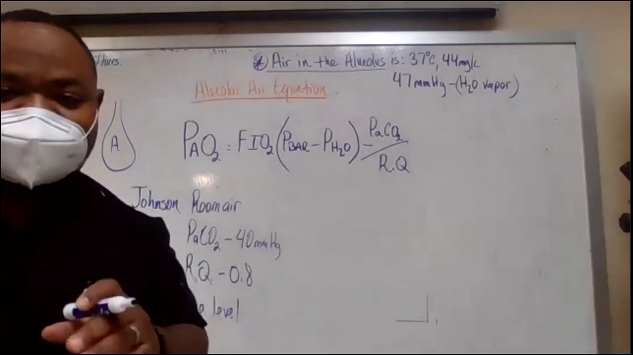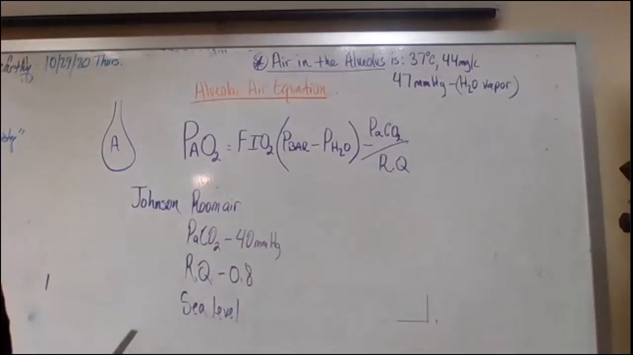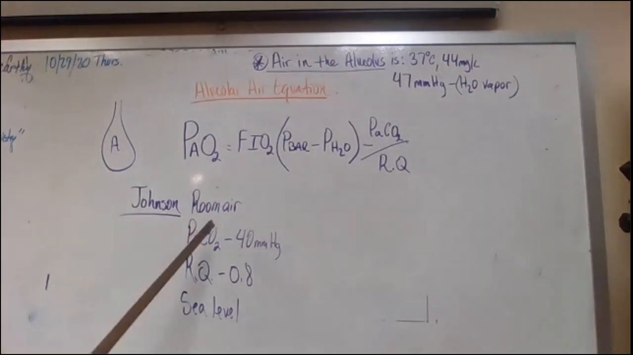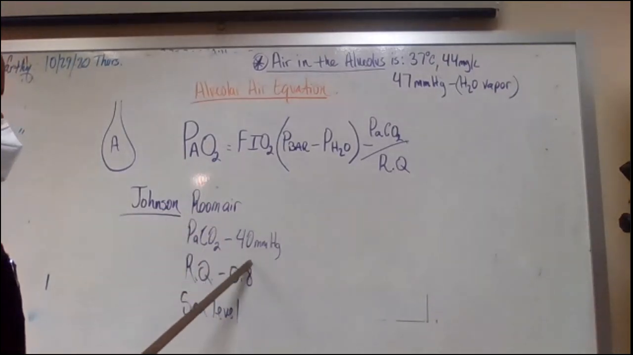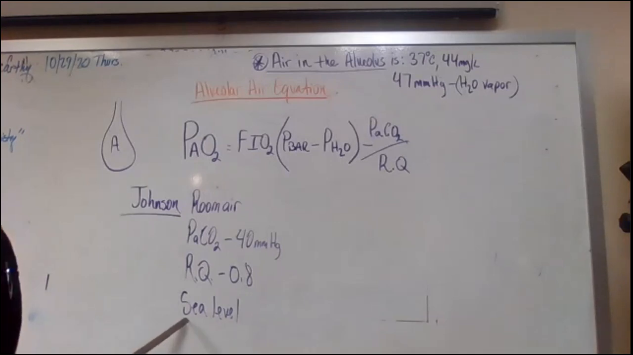This is what I want to know, guys. Fill out this formula using the values I gave you. Mr. Johnson, he's on room air. He has a PaCO2 of 40 millimeters of mercury. He has a respiratory quotient of 0.8, and he is at sea level. So figure that out. You just plug and chug. Make sure you use parentheses first. Always, just like algebra. It's just an algebraic equation.